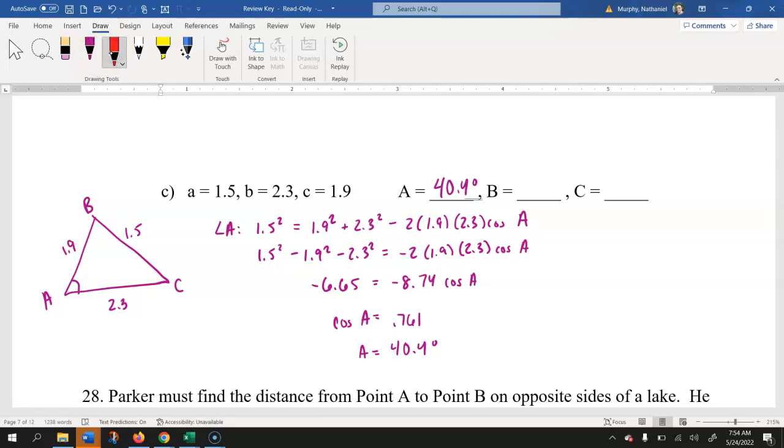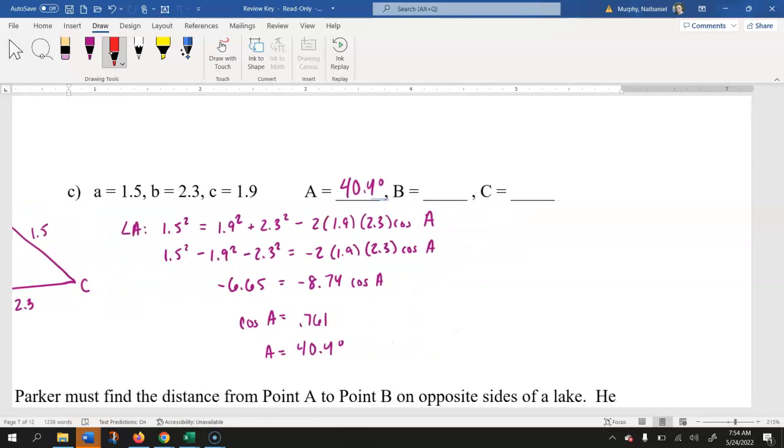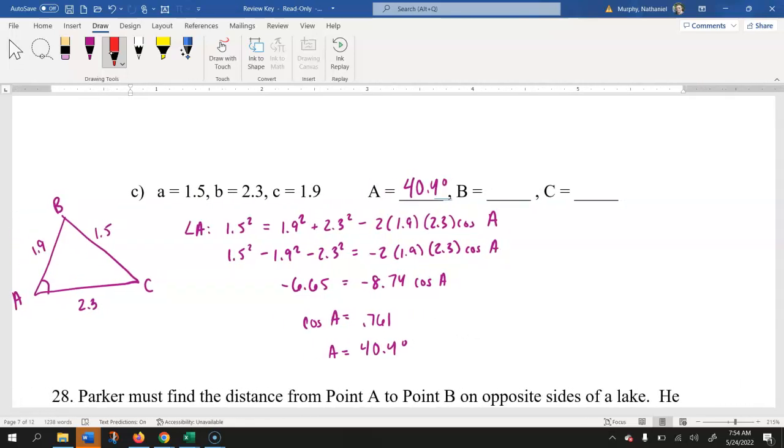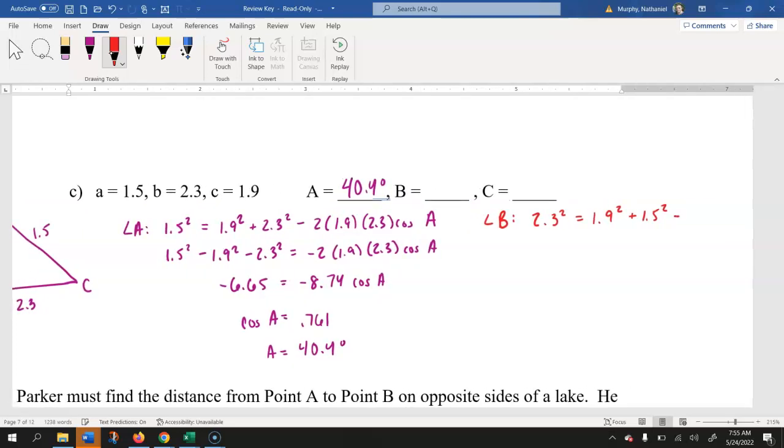To find angle B, we're going to have to do the law of cosines again. We could find angle B or angle C, so I'll just do it in order and find angle B. Angle B is across from the side that's 2.3. So that'd be 2.3 squared equals the two sides that make up angle B, so 1.9 squared plus 1.5 squared. Run out of room.